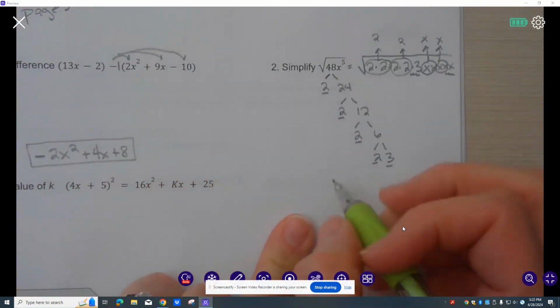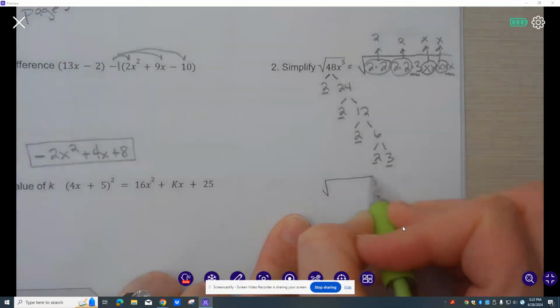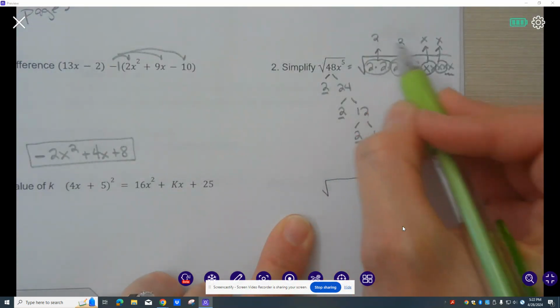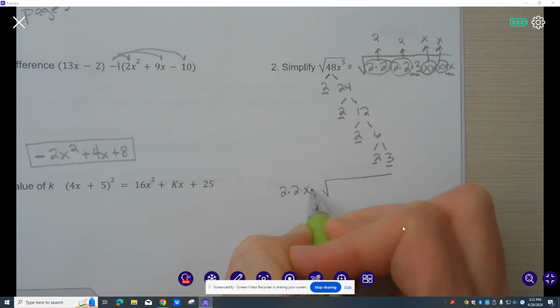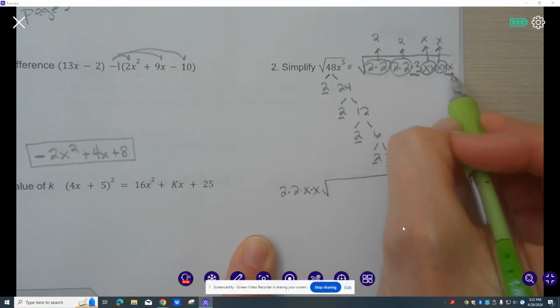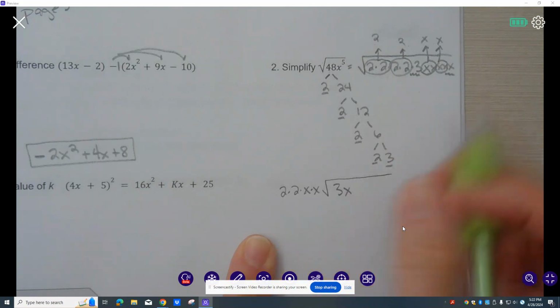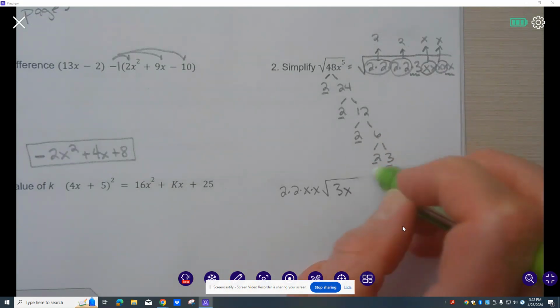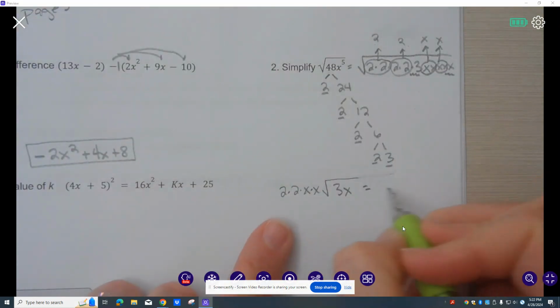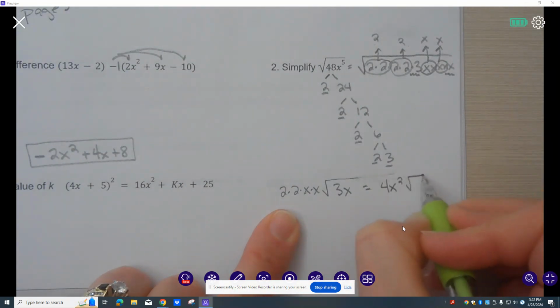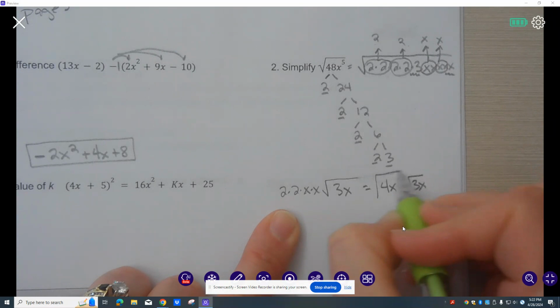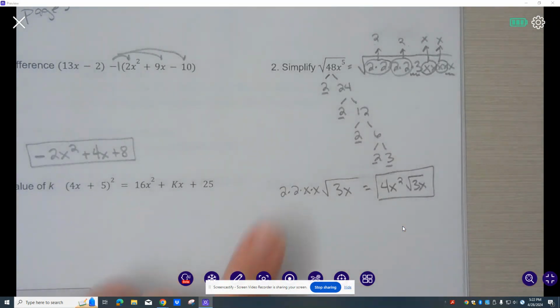So it looks like outside the jail, I'm going to put my answer down here. I have 2, 2, and x. So 2 times 2 times x times x. And inside the jail, I have a 3 and an x. Didn't need such big jail there. So my final answer is multiply everything that's outside the jail. I get 4x squared, and 3x is inside.